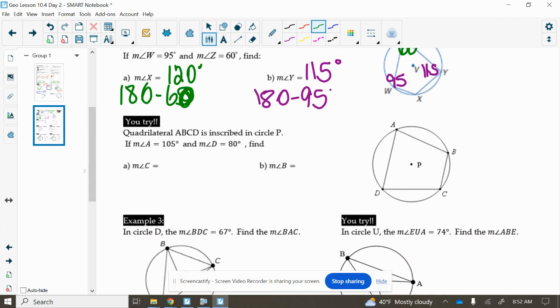So it is your turn then for the second one. You are given angle A is 105. You are given angle D is 80. What are the remaining measurements of C and B?